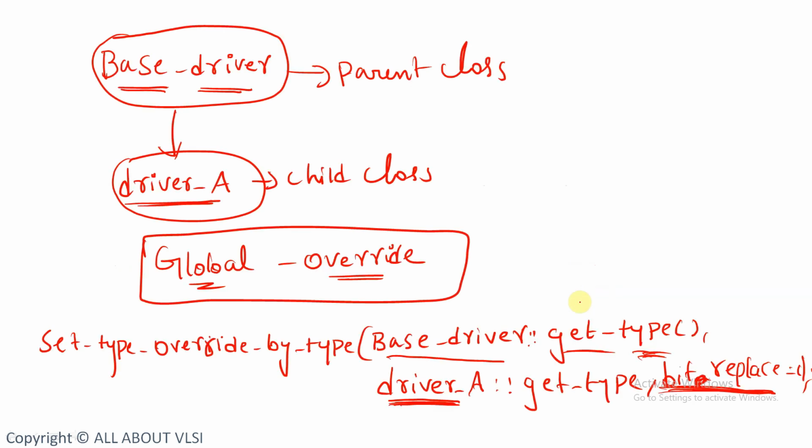So this is how you are going to replace or override your components. You should definitely register your classes. It may be any component or any object. You should definitely register those classes. You can follow the macro method or the lengthy method, and you should register the classes. Only then can you override those components. So this is about UVM factory overriding.